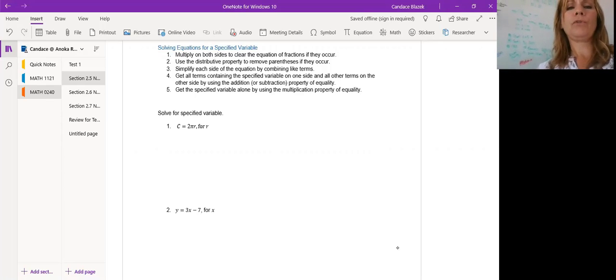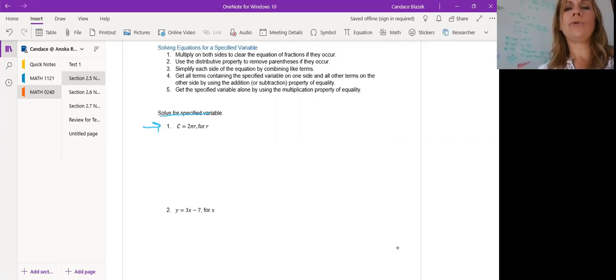All right, now, with the first example, we'll read the instructions. It'll be presented like, solve for the specified variable as the instructions say. And then you'll be given an equation or you'll be given a formula. Now this is C is equal to 2 pi r. That C would be for circumference because I know the formula for circumference. And they want us to specifically solve this equation for r.